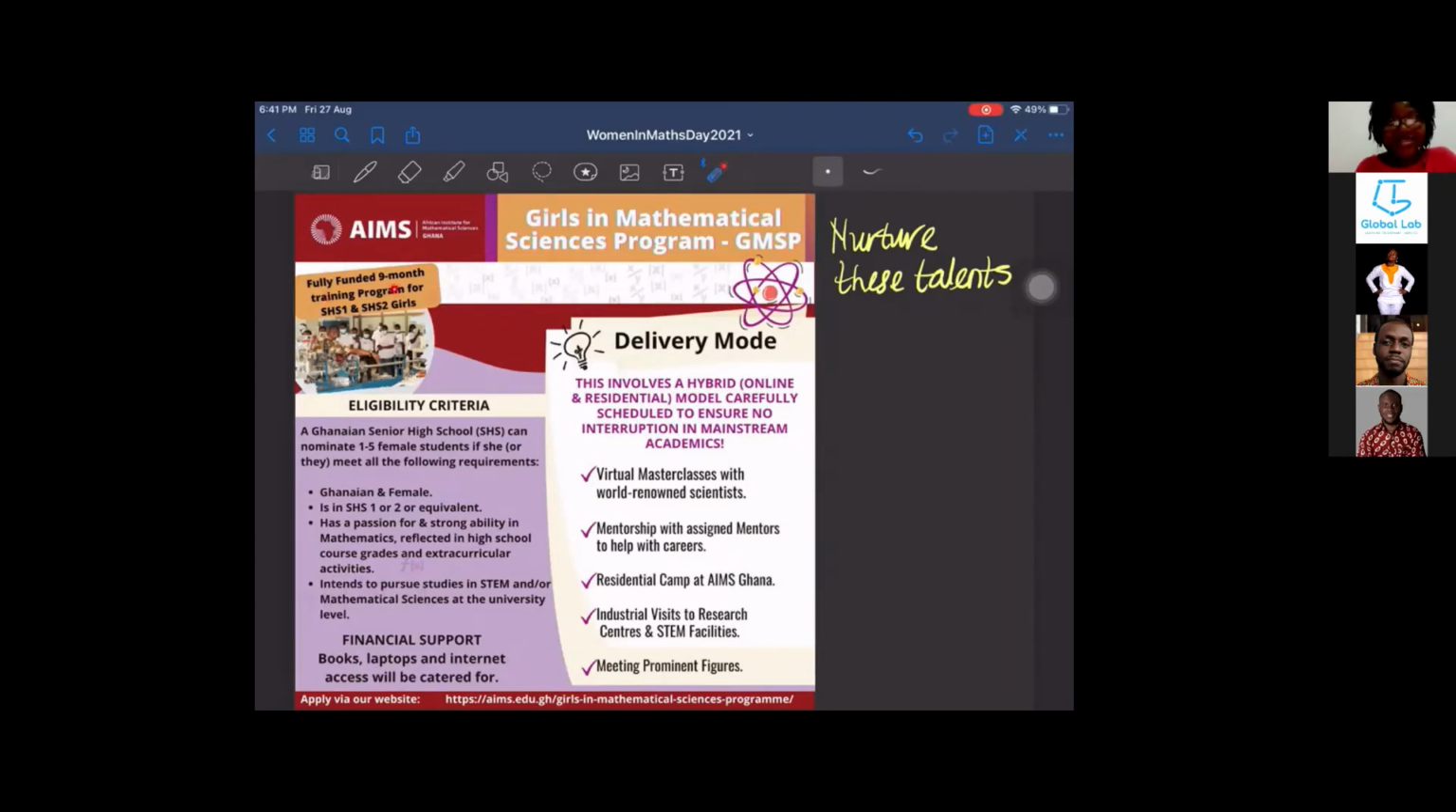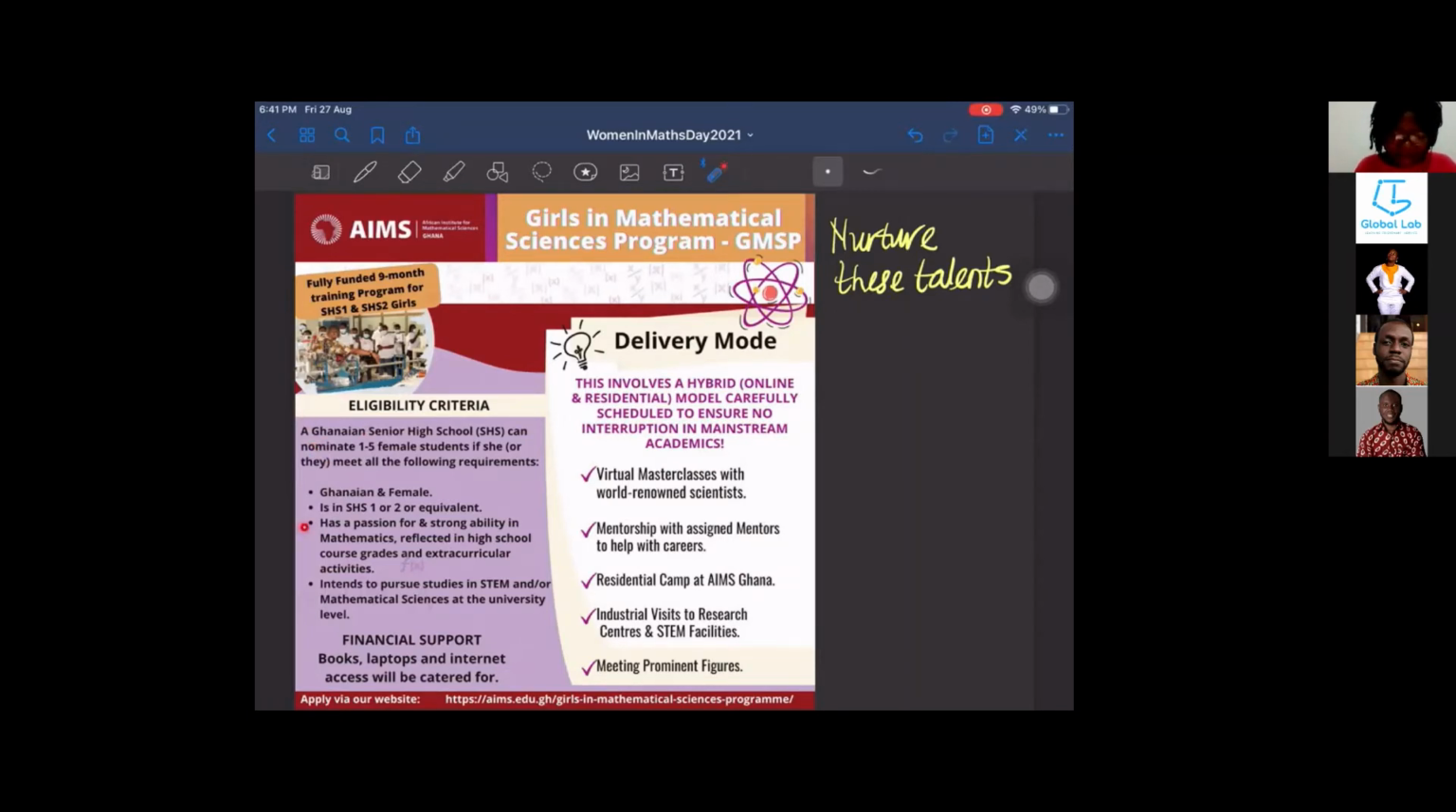these talents, so that by the time they go to the universities, they are aware that, okay, when I study mathematics, I can be a data scientist, I can be an AI expert, I can be a disease modeller. There are so many things you could do. So this program is for SHS 1 and 2 girls, Ghanaians, because we are funded by the government of Ghana. So for now, it's only open to Ghanaians, but hopefully we hope to scale it up to other countries.